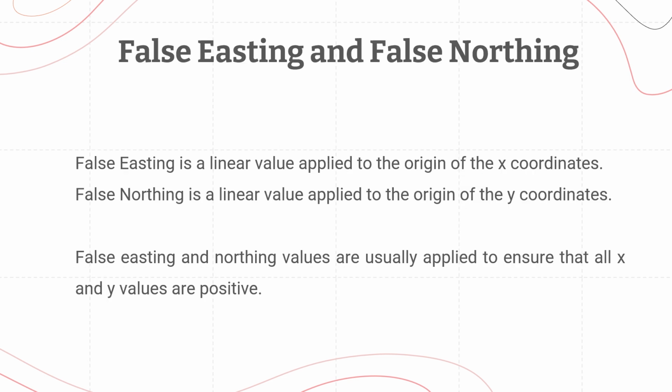False easting and false northing are two important terms in map projection. False easting is a linear value applied to the origin of the x coordinates, while false northing is a linear value applied to the origin of the y coordinates. False easting and northing values are usually applied to ensure that all x and y values are positive.